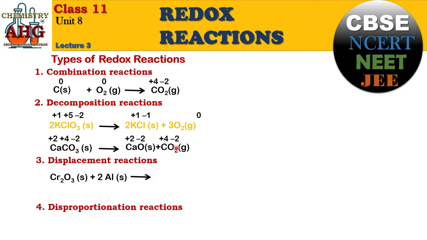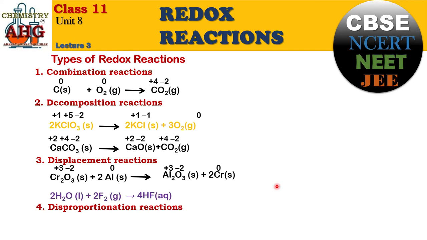Now look at this example. This is a substitution reaction where a more reactive metal is displacing another less reactive metal. If you write down the oxidation states, you can come to know that during this reaction chromium has been reduced, while aluminum has been oxidized. So this is a metal-metal displacement and it is a redox reaction.